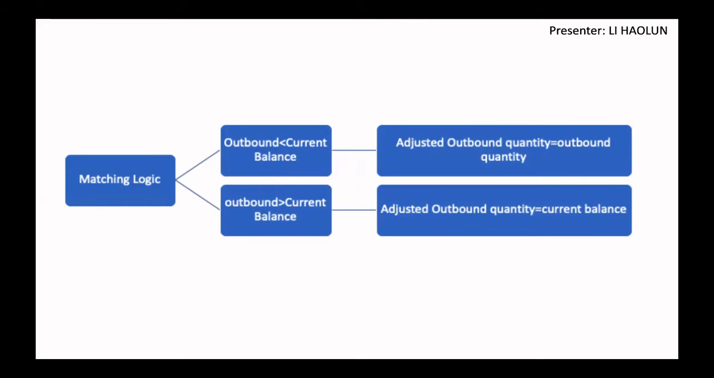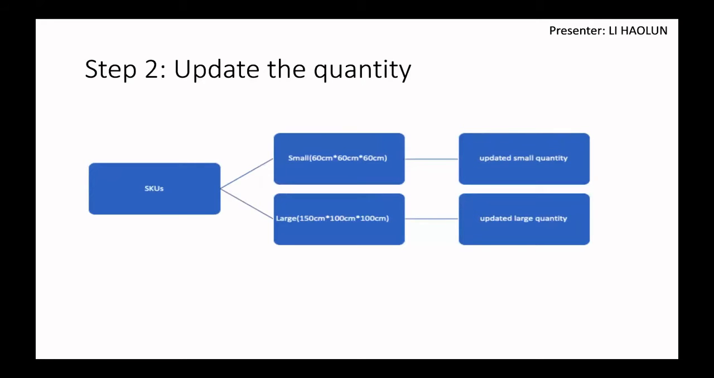Then here is the logic I used. If the outbound quantity is smaller than the current balance, then the adjusted outbound quantity will be the real outbound quantity. However, if the outbound is larger than the current balance, then the adjusted quantity will be the balance left in the warehouse. Step 2 will be to update the quantities.